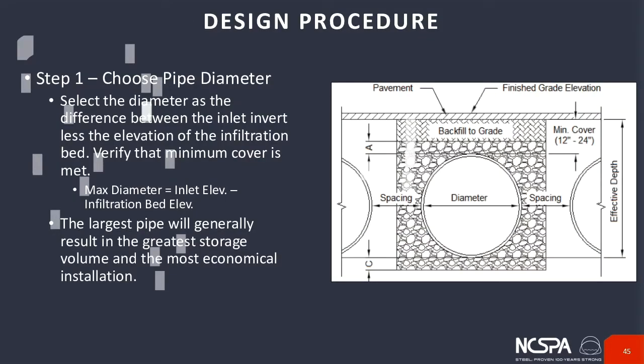So let's talk a little bit about the design procedure. One, you want to choose your pipe diameter. And really your diameter is going to be defined as the difference between your inlet invert minus the elevation of your infiltration bed. You also want to verify that your minimum cover is met.